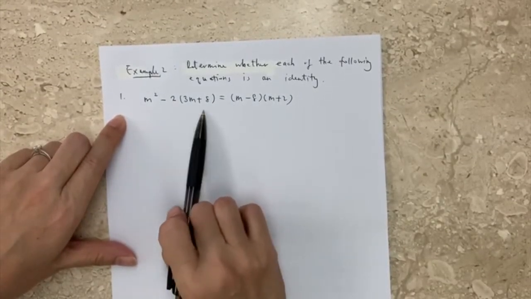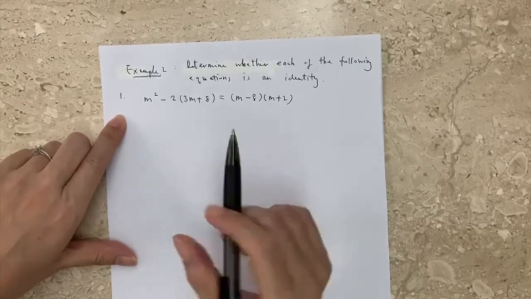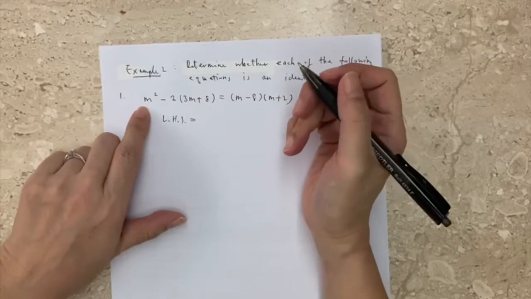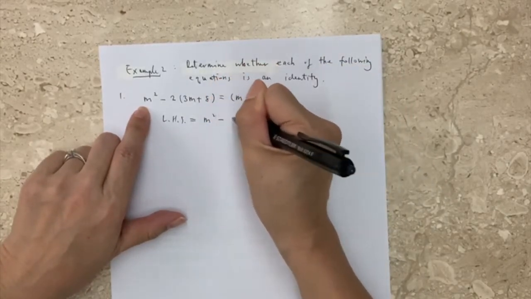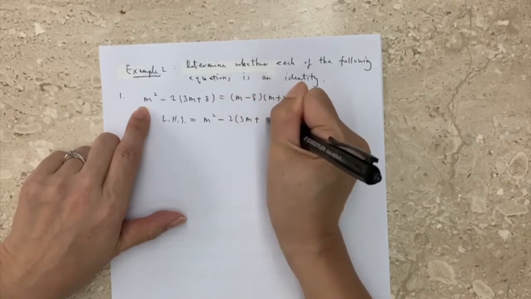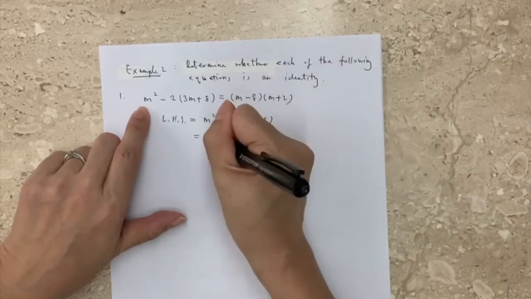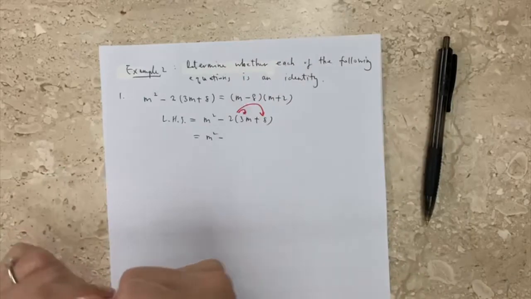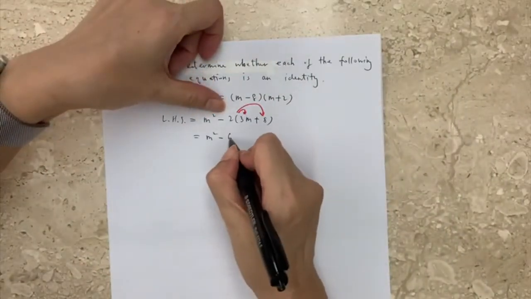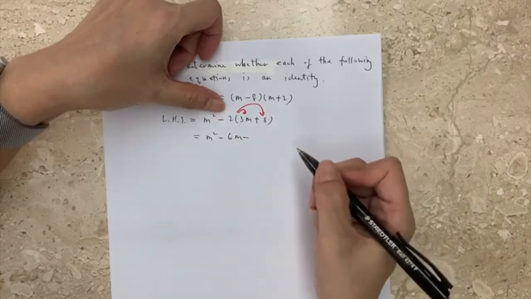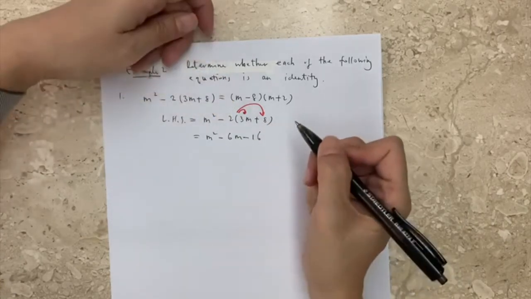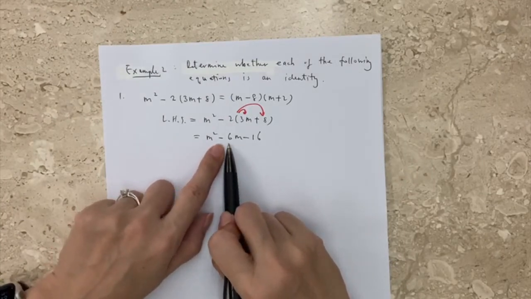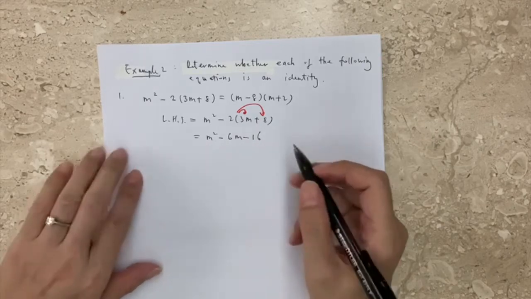Alright, so this is the left hand side of the equation and then the right hand side of the equation. Remember, to prove, we must separate the left hand side and right hand side. So left hand side we have m squared minus 2 times 3m plus 8. So therefore we have m squared minus, so here we come to multiplication. Minus 2 times 3, we have minus 6m, and then be careful, minus 2 times 8, minus 16. Alright, so the coefficient of m squared is 1, minus 6 is the coefficient of m, and minus 16 is the constant term.